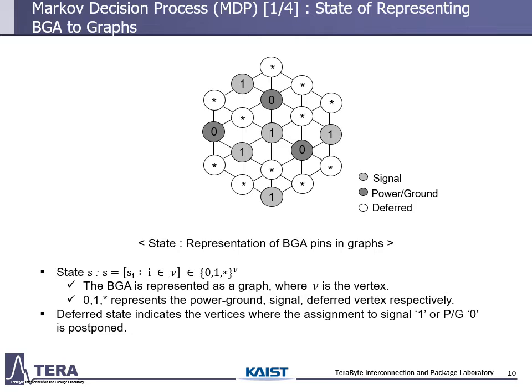To start off with state, the state is the representation of the nodes or vertices in the graph. Each vertex or node is defined as 0, 1, and star, which indicates the power ground pin, the signal pin, and the deferred state. And when I say deferred state, it means that the assignment of the vertex is not yet defined, and that the assignment of this particular node is postponed to later steps of the assignment. So there are multiple steps in assigning the pins of the graph.